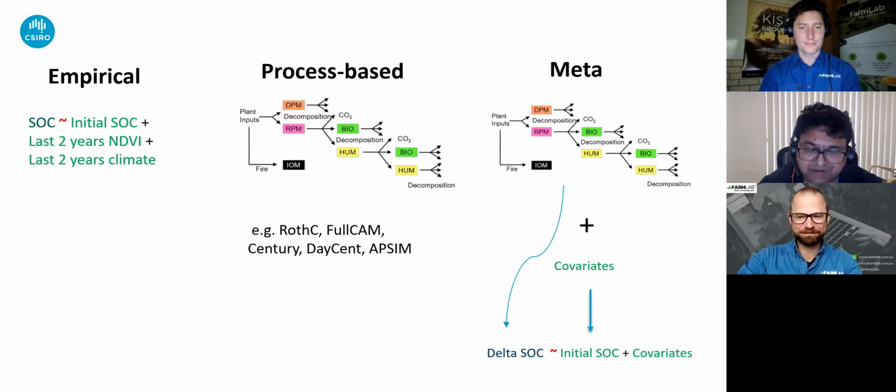There are a large number of models, and some commonly used ones are RothC, FullCAM, Century, DayCent, and APSIM, which is a crop model but has really good capabilities for modeling carbon as well. And the third type is called a metamodel. It's a hybrid or fusion model between the process-based models and empirical models. Here we have the change in carbon predicted by the mechanistic model, and then you combine it with a variety of environmental covariates to develop a simple model. So it's a simplification of these mechanistic models.